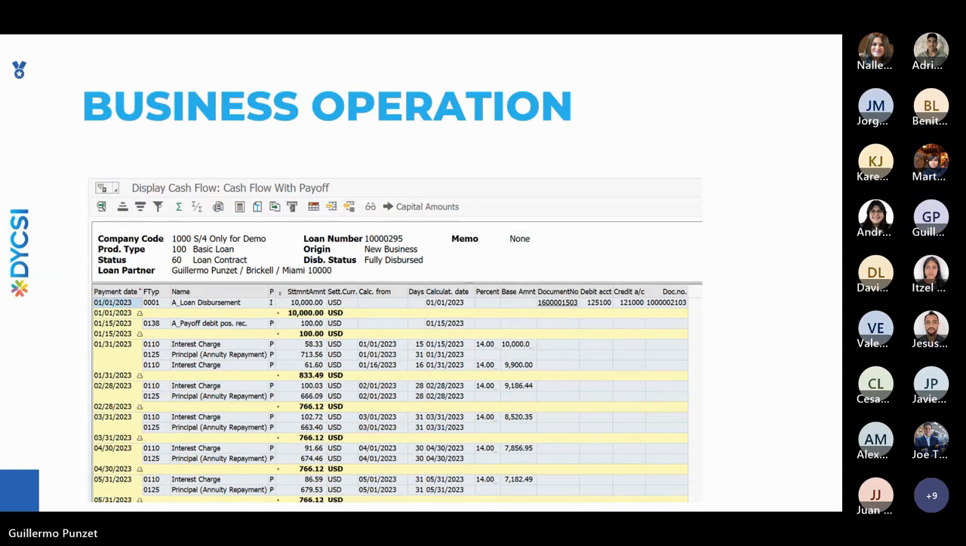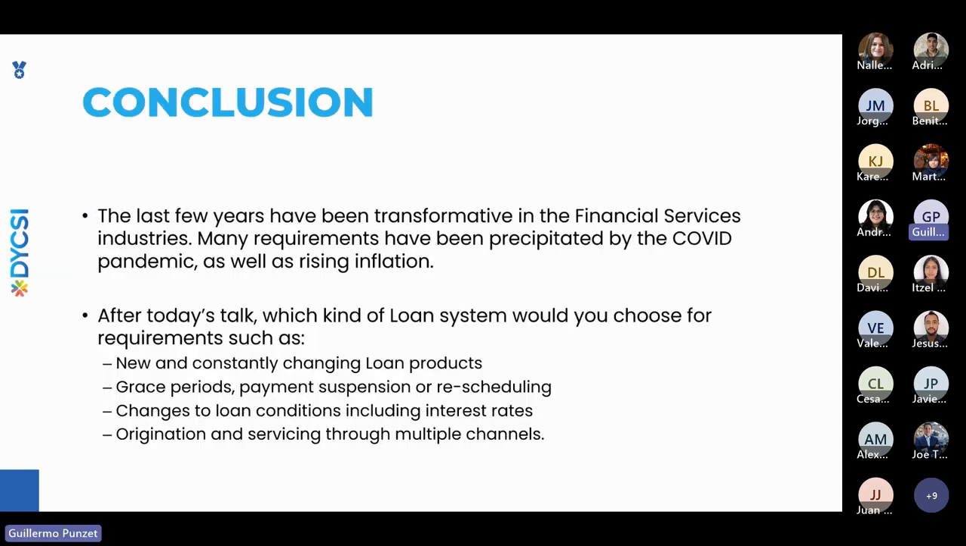So just as a conclusion, the last few years, as you know, have been pretty transformative in the financial services industry. Many requirements have been precipitated by the COVID pandemic, as well as rising inflation, like rate changes, like changes in the loan conditions, that are some of the common requirements that we have today.